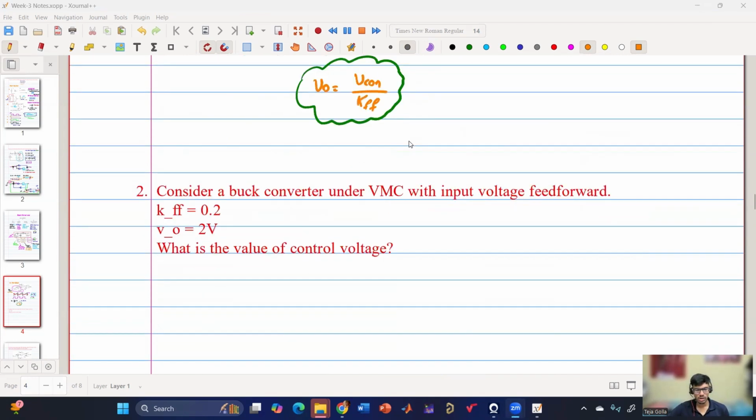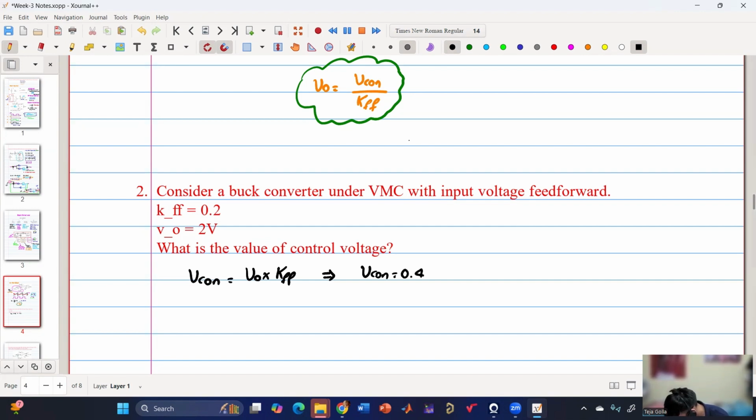Okay, so now let us solve a quick problem. Let us consider a buck converter under voltage mode control with input voltage feed forward, and KFF is given as 0.2, V0 is given as 2 volt. So what is the value of control voltage? What will be the value of control voltage, anyone? 0.4. Very good. It's a simple question. Vcon is nothing but V0 into K feed forward. So from this, I get Vcon equal to 0.4 volt.